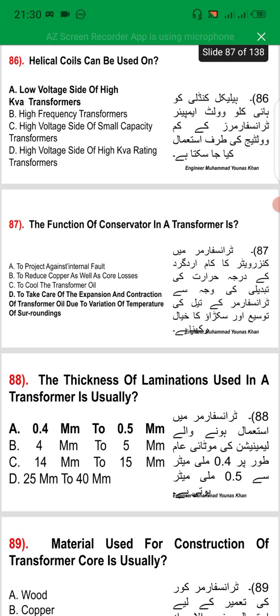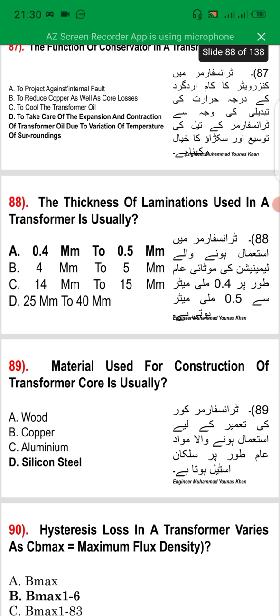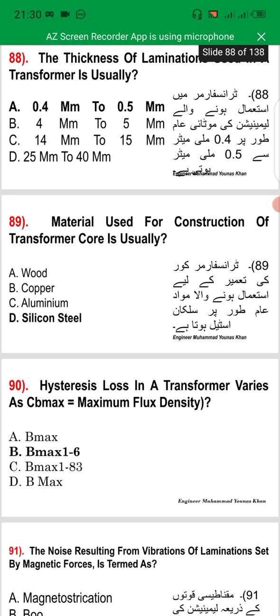The function of conservator in a transformer is to take care of the expansion and contraction of transformer oil due to variation of temperature of surroundings. The thickness of lamination used in a transformer is usually 0.4 mm to 0.5 mm. Material used for construction of transformer core is usually silicon steel.